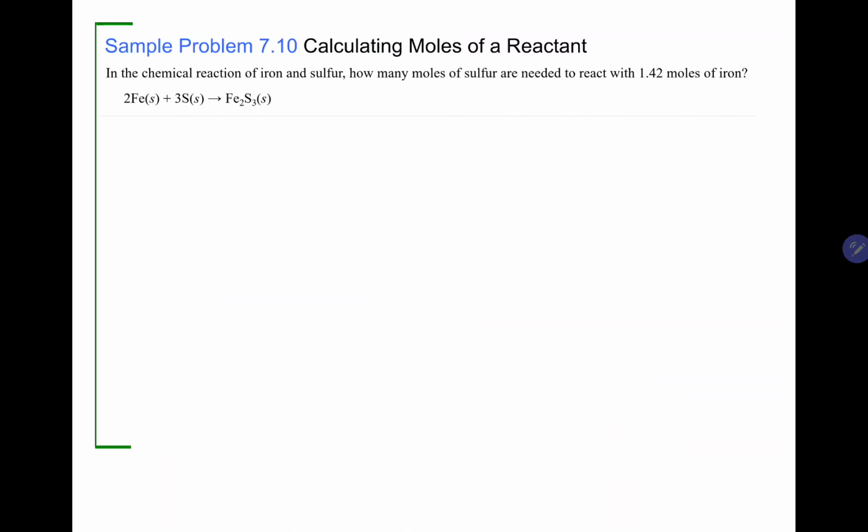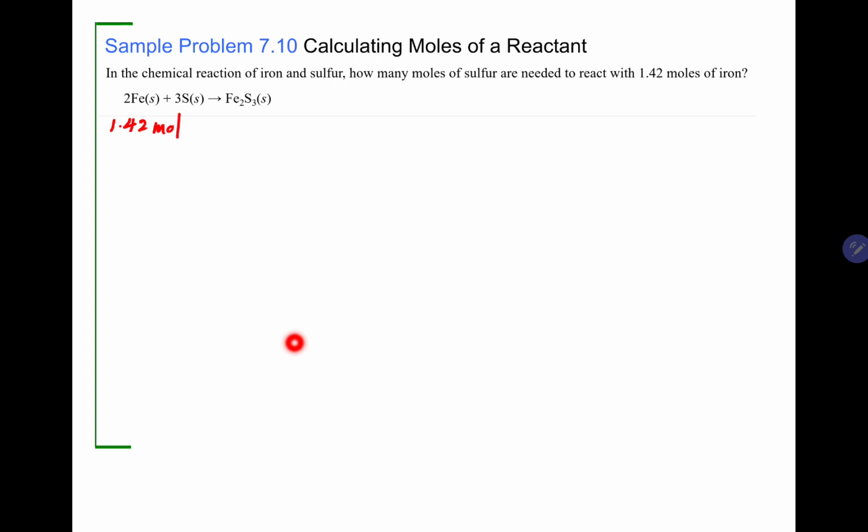Here I have a nice little calculation you can try right now. See if you can pause the video and do this calculation. This is a reaction between iron and sulfur generating iron 3 sulfide. So this is the reaction that we have. In this reaction, you have 1.42 moles of iron. You know that you have 1.42 moles of iron.